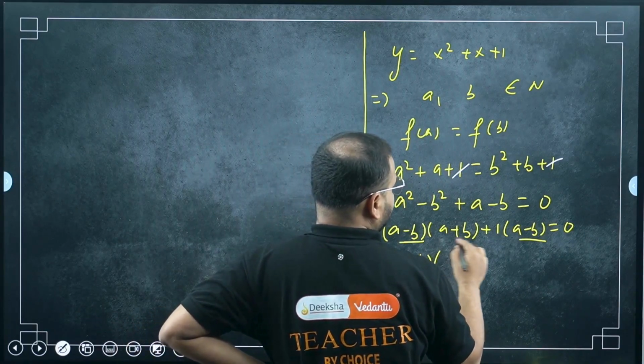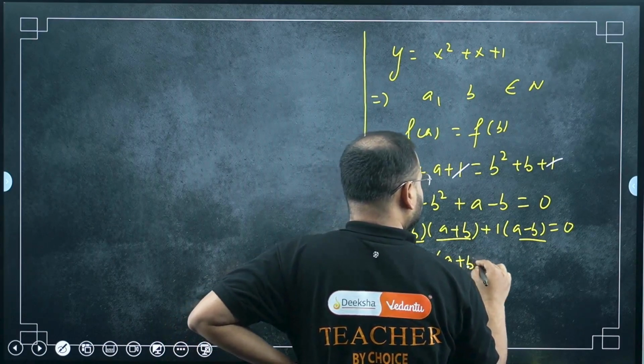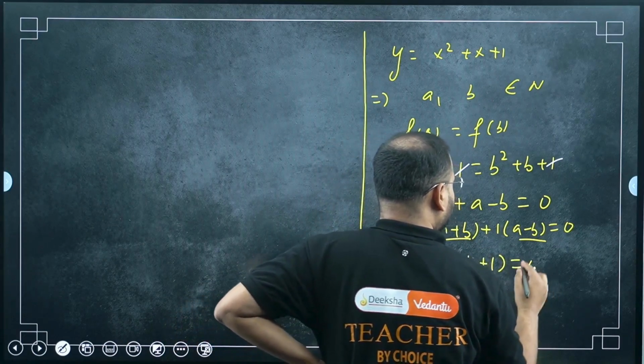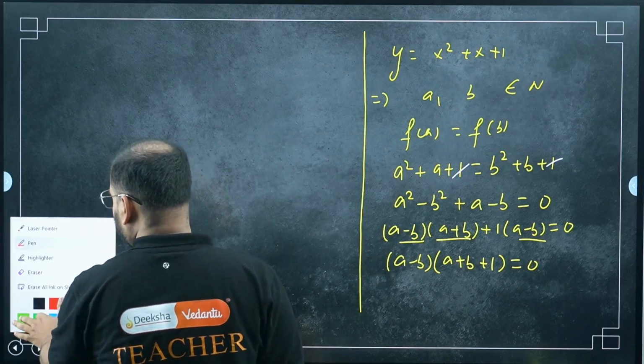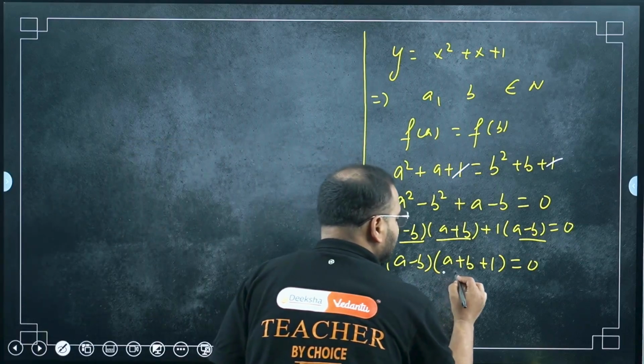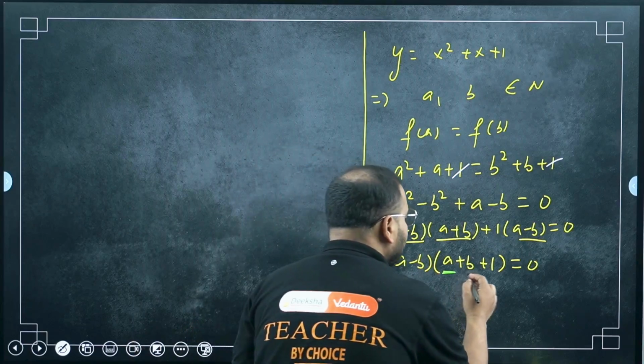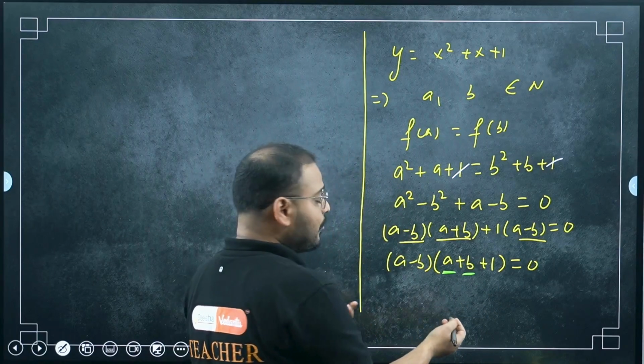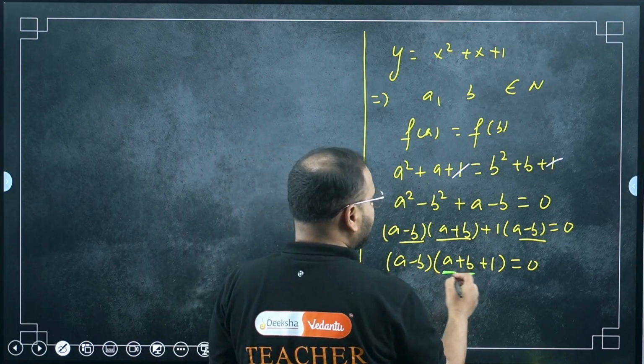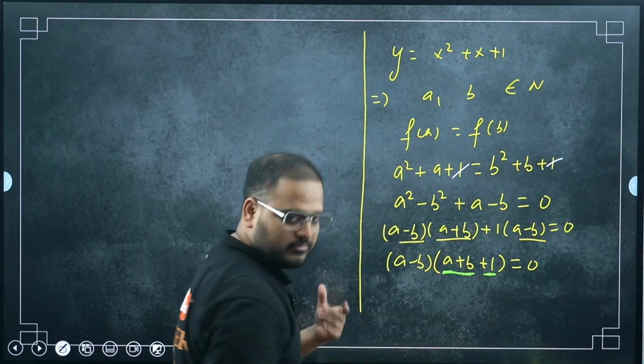Okay, now what I left here, a plus b plus 1 equal to 0. Now check here, please check here, very important. A is a natural number, can it be negative? No sir. B is a natural number, can it be negative? No sir. Not even 0, so not negative, not 0, only positive numbers. 1 is also just a positive number.